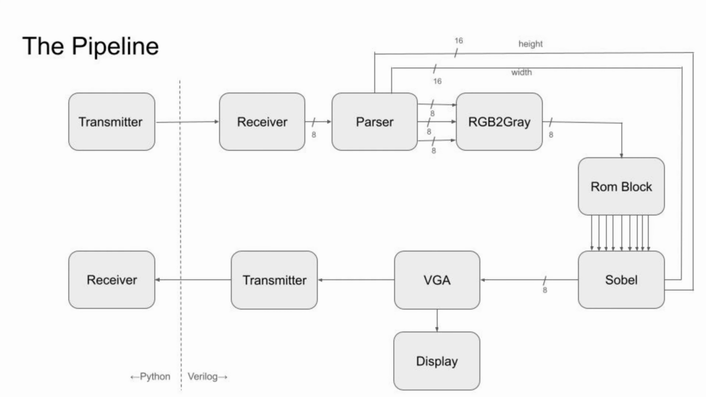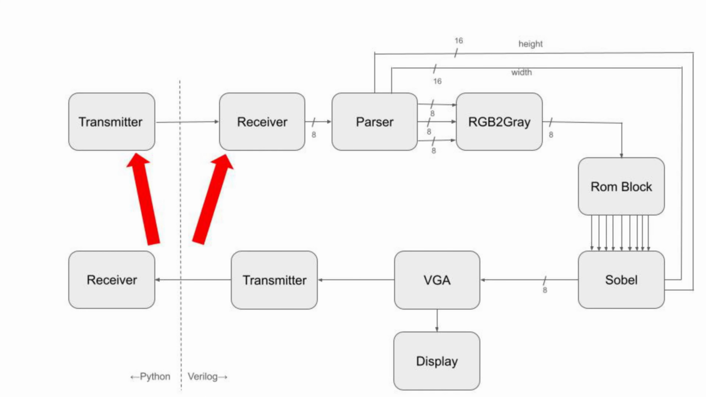And just a basic overview of the pipeline in graph form, you can see on the left the Python modules and on the right the Verilog modules. So starting off with our pipeline is the transmitter on the CPU side, which will send to the Verilog side.